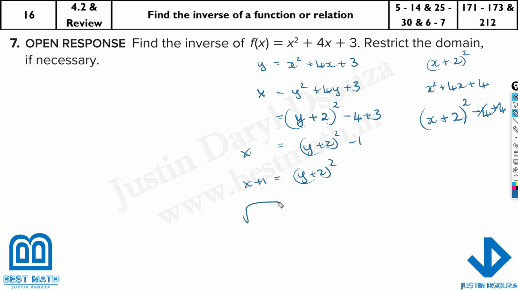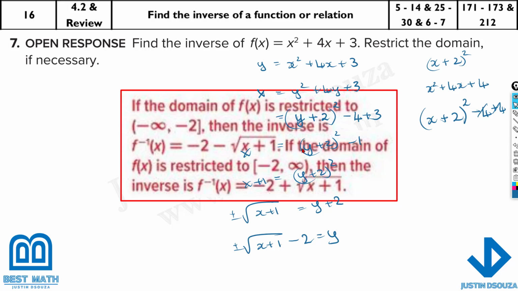Now I'll take square root on both these sides. It's plus or minus square root x plus 1 equals y plus 2. Now I'll take this 2 to the other side. It'll be plus or minus square root x plus 1 minus 2. That is the inverse function. Here we go. That will be the final answer.